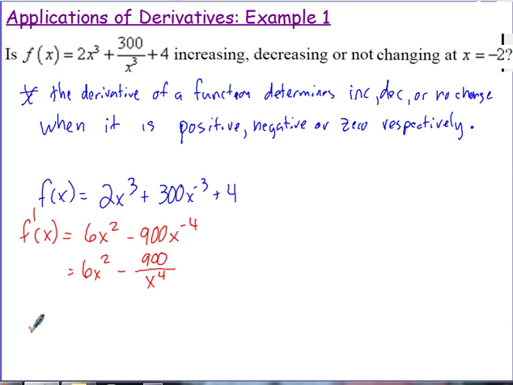So what do I need, though? They're asking me at the point of negative 2. So I need f prime of negative 2. So you have calculators. You don't have to do it by hand. So plug in negative 2. Plug in negative 2. So 6x squared minus 900 over x to the fourth. What is the answer when x is negative 2? Do we have calculators? Get one. Hurry up.